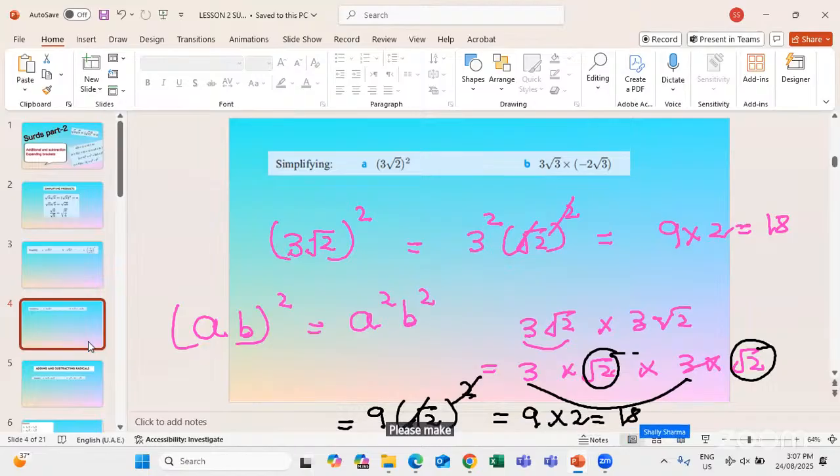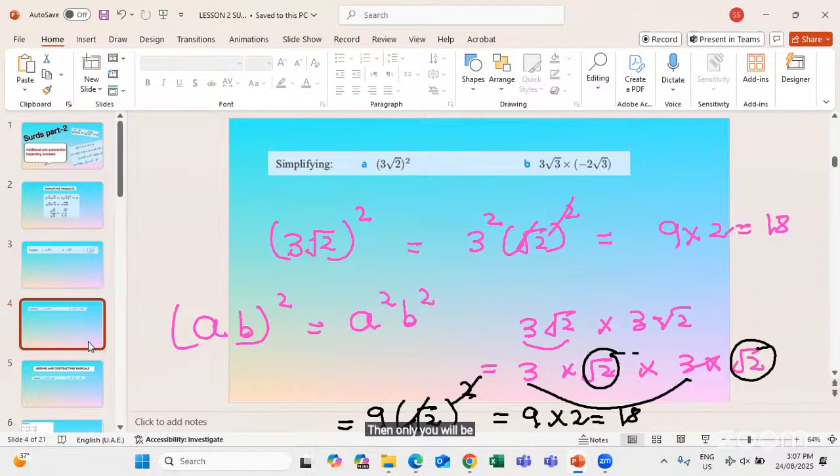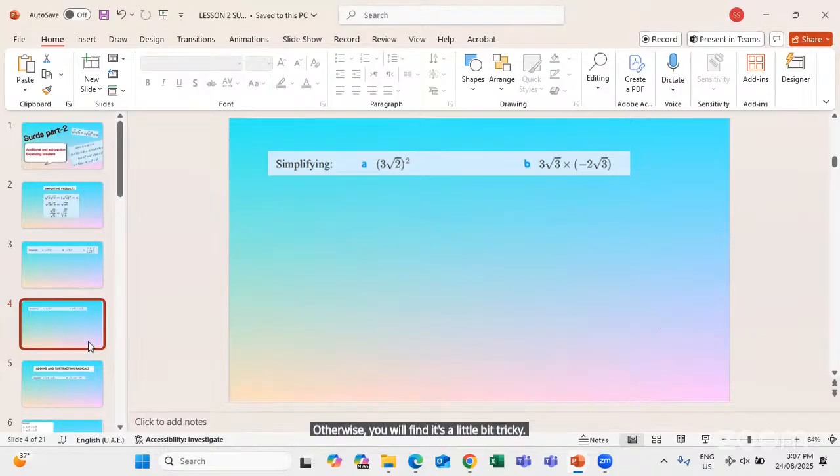You will get 9 times 2 which is 18. Please make sure when you go to the surd part 2 lesson, you follow first the surd part 1. Then only you will be able to do the second part easily. Otherwise, you will find it a little bit tricky. Next.